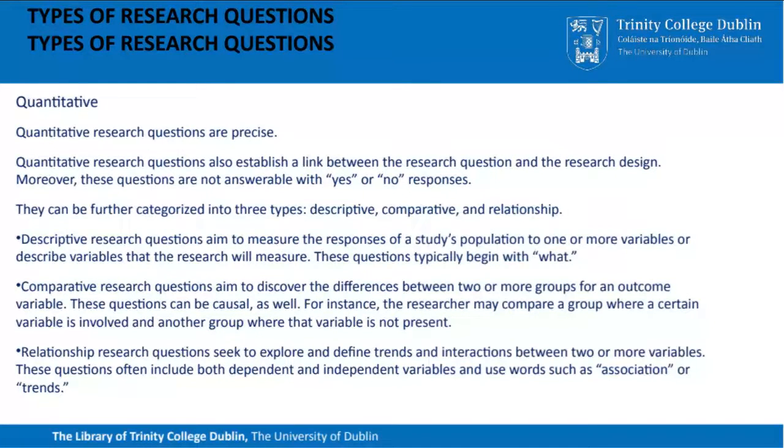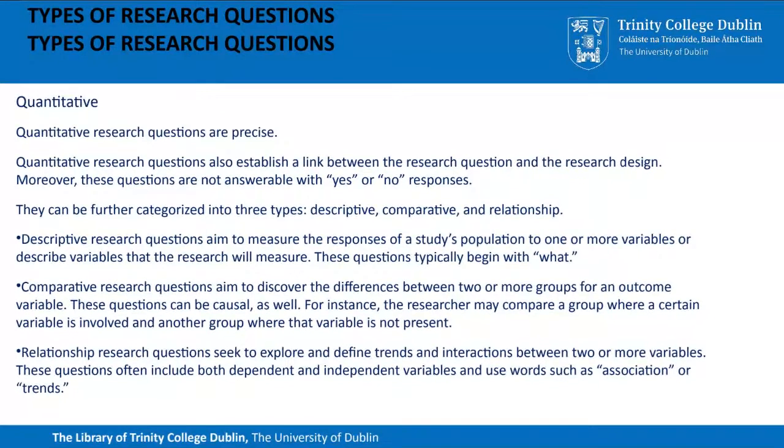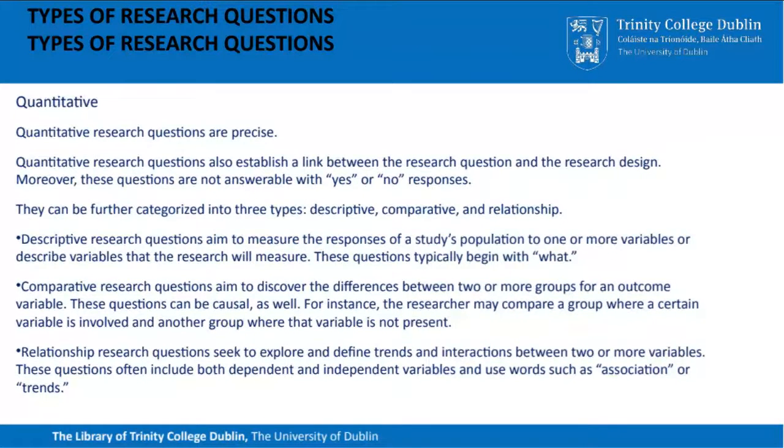Comparative questions can be casual, and as the name suggests, compares between groups for an outcome. An example of this could be: how do lean participants compare to obese participants in their frequency and intensity of food cravings? And a relationship style question, which seeks to explore and define trends and interactions between two or more variables, would have a research question that could be like: how does stress at work relate to quality of life in people working night shifts?